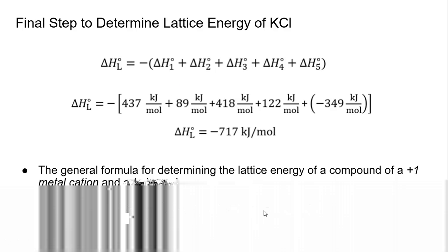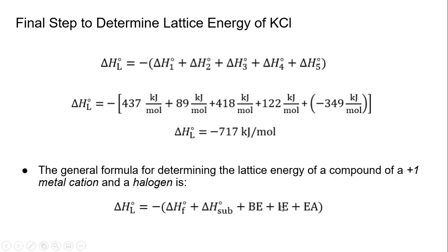I use this because it allows me to know that I've taken care of each one of these, and I can confirm by just looking at them what it is I need to do. Now plug everything in to that formula, and the lattice energy of potassium chloride is negative 717 kilojoules per mole. This works for a +1 metal cation and a halogen. So that's what you're always going to be dealing with on these if it's given to you.